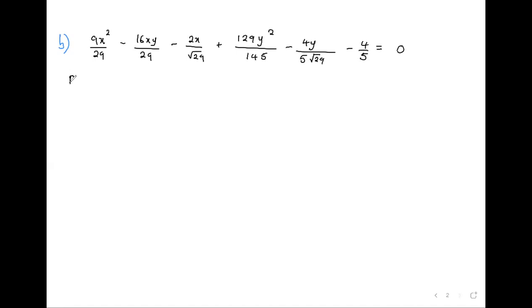So b squared minus 4ac is equal to b squared, which is negative 16 over 29 squared, and then minus 4a, which is 9 over 29, times c, which is 129 over 145. Like that. That is c.